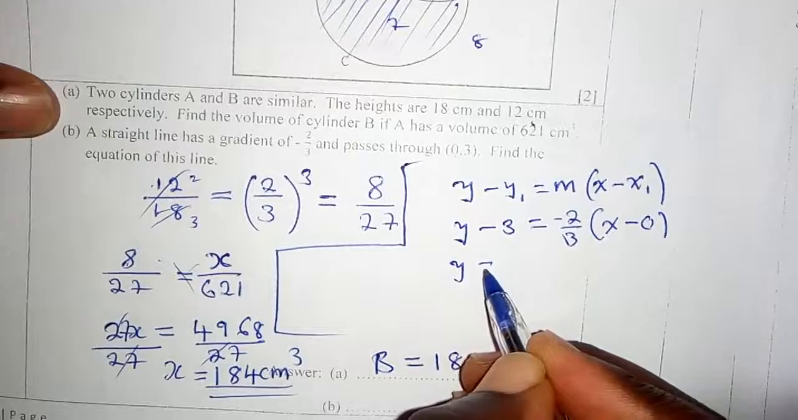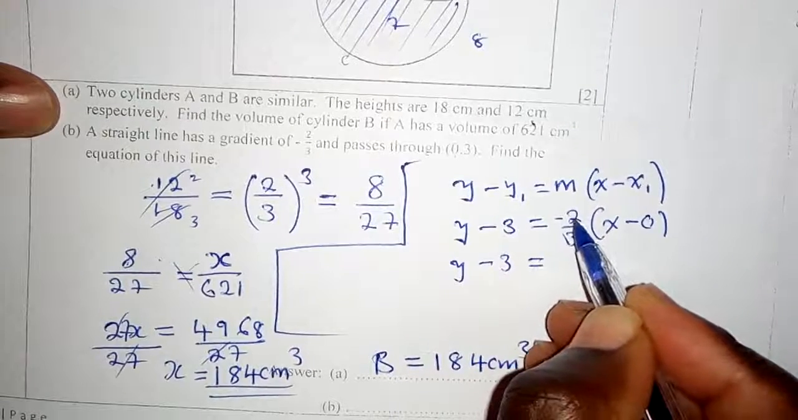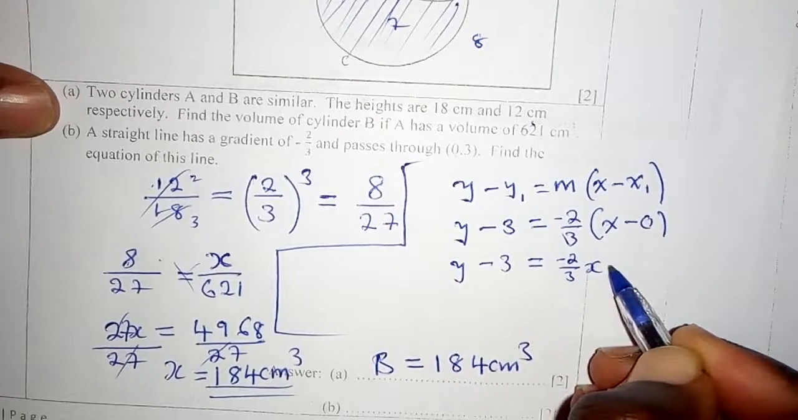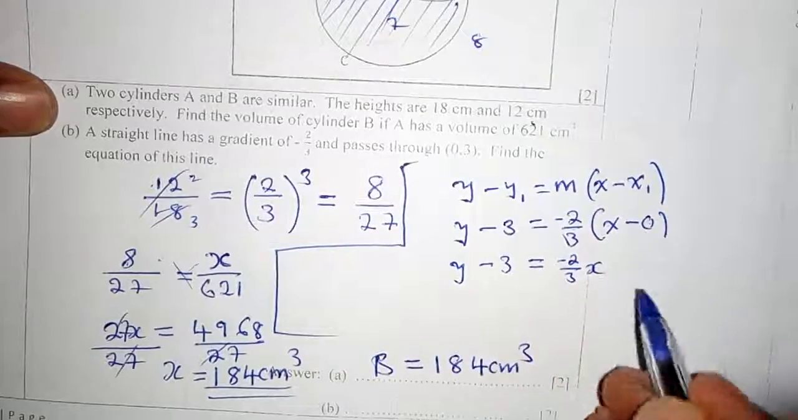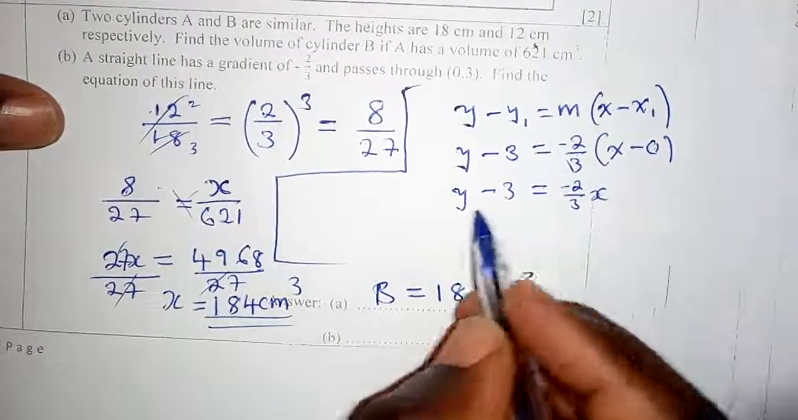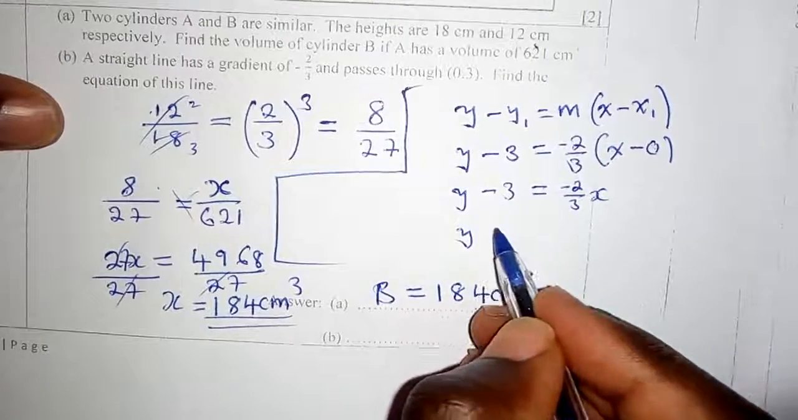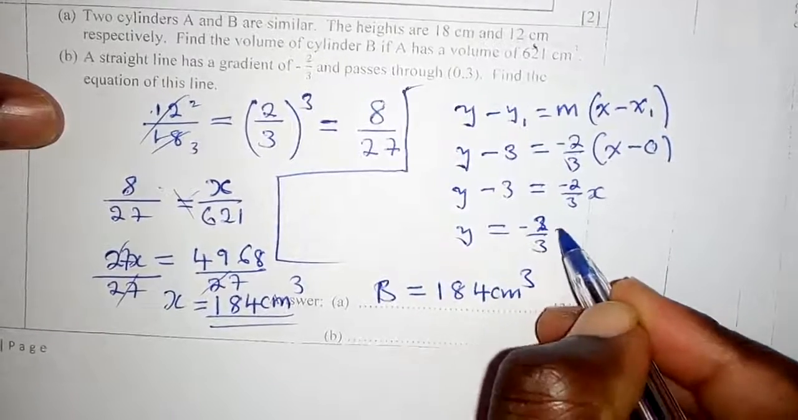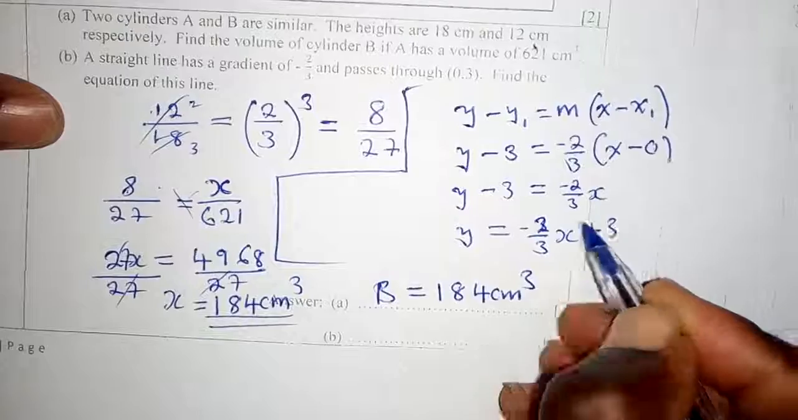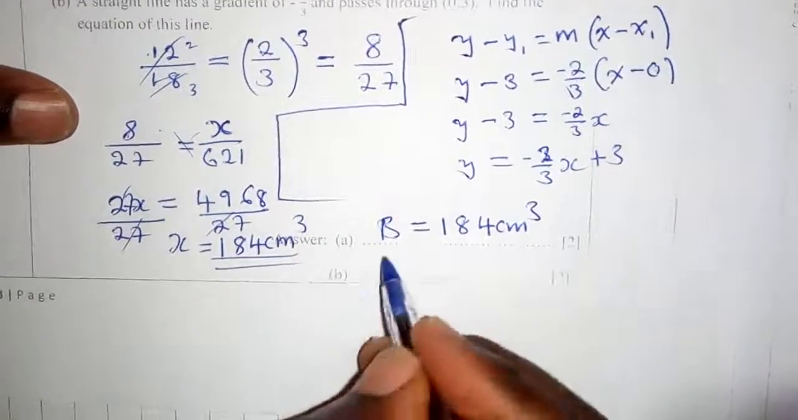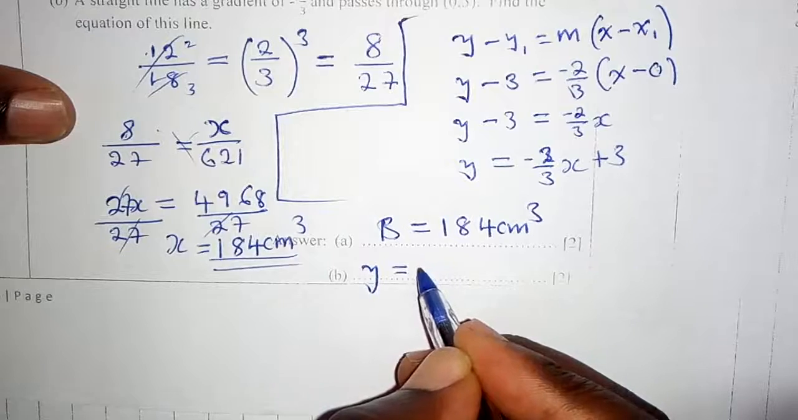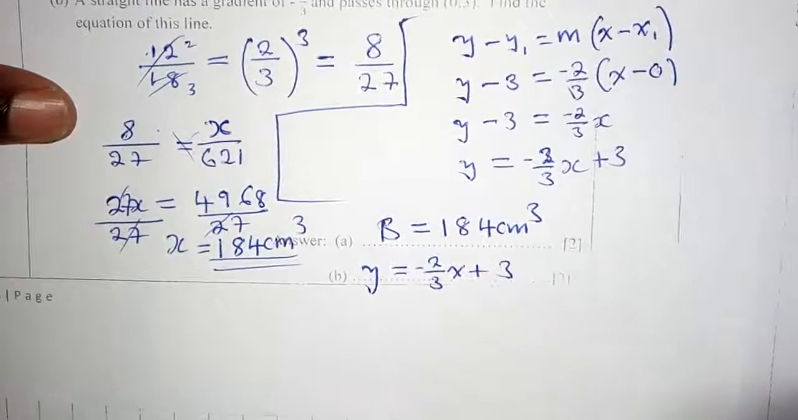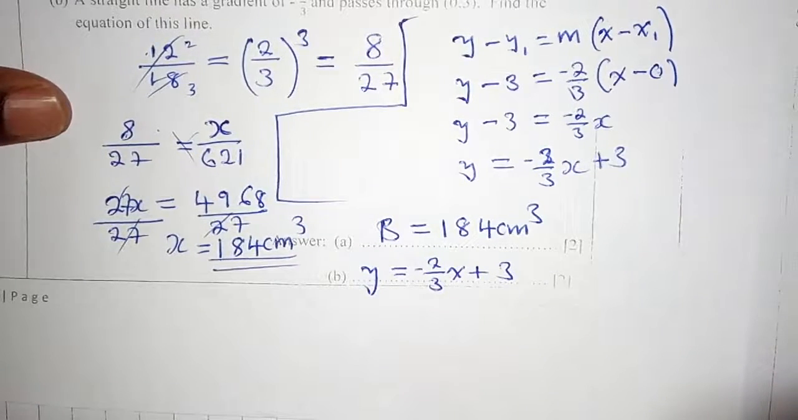So we solve. When we solve, we distribute this, multiply this gradient by everything inside the bracket. So I have something like this. When we multiply, it will be 0, so just leave it like this. There will be plus 0 here, so I'm not going to write plus 0. And then we can now add 3 to both sides. So you have something like this. Plus 3, this 3 plus 3. So this is the equation. You write y is equal to negative 2 over 3x plus 3. So this is the equation. We go to the next question.